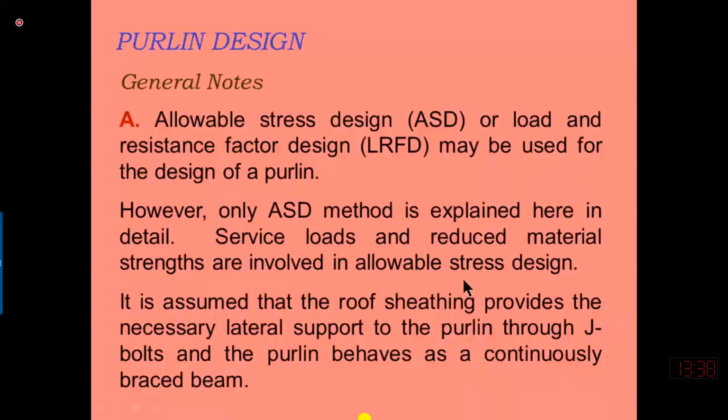For the purlin, for our convenience, we will use the ASD method instead of LRFD. We can also use LRFD, but for our convenience we will only discuss the allowable stress design. We are assuming that the roof sheeting provides the necessary lateral support to the purlin through J boards, and the purlin behaves as a continuously braced beam.